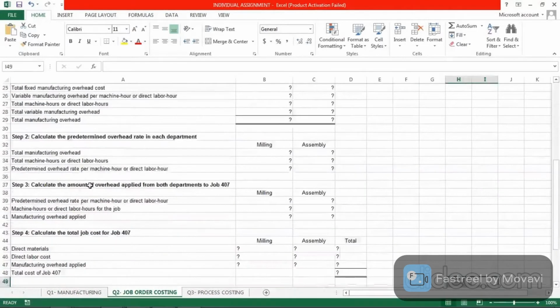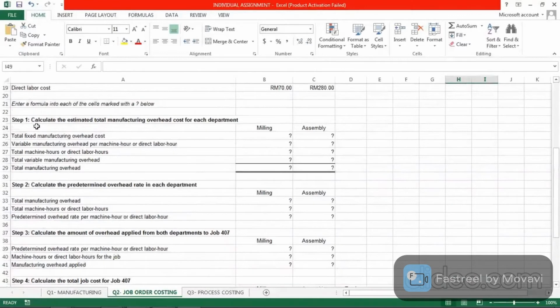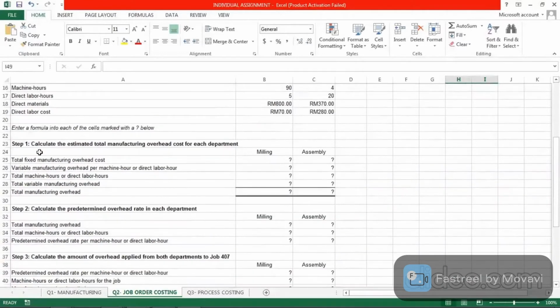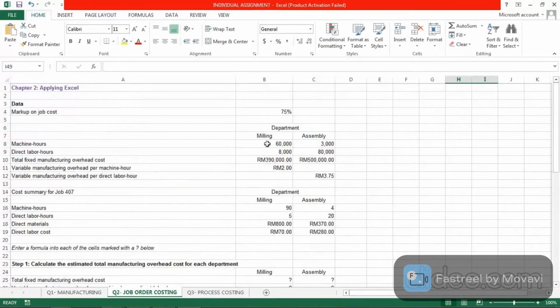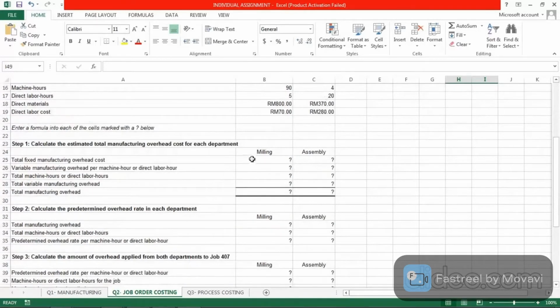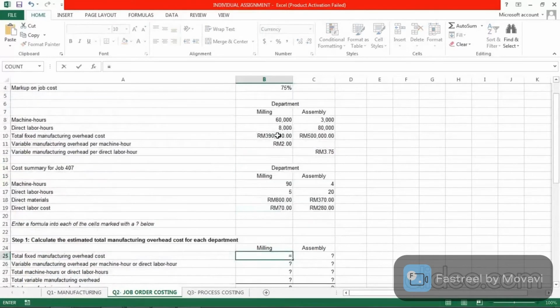There are 5 steps to be completed in this question, so we'll begin with the first step, to calculate the estimated total manufacturing overhead cost for each department. In this question, the company has two departments, which are the milling and the assembly department. For the milling department, it uses machine hours as the allocation base, and for the assembly department, it uses direct labor hours as the allocation base. For total fixed manufacturing overhead costs, we can directly take the amount from the data given above.